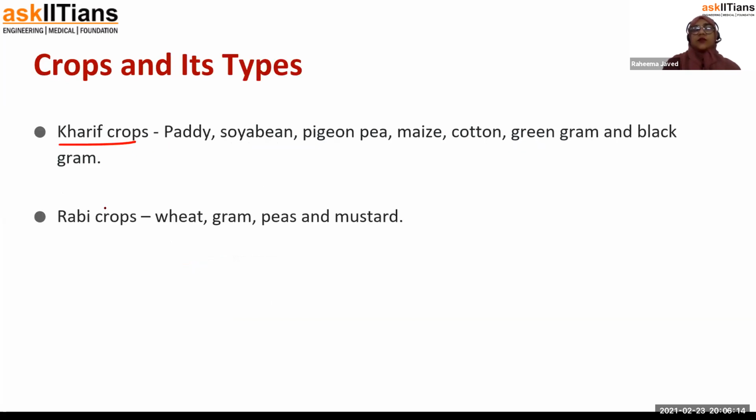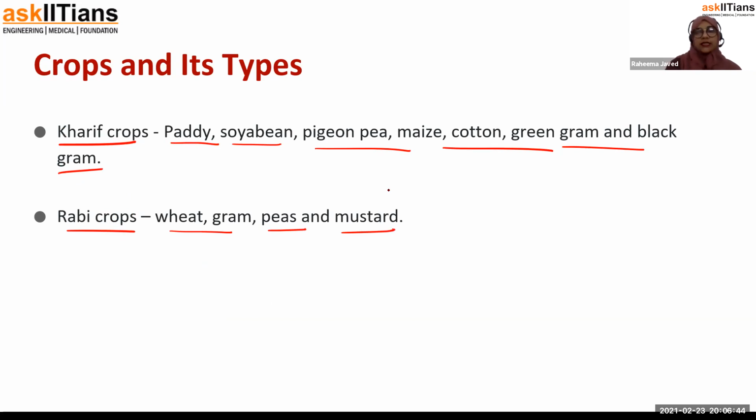There are two types of crops: kharif crops and rabi crops. Kharif crops are grown in winter from June to November, and rabi crops from June to October, sorry, and rabi crops from November to April. So important examples of kharif crops are paddy, soybean, pigeon pea, maize, cotton, green gram, and black gram. And rabi crops are wheat, gram, peas, mustard, etc. Obviously, there are more examples. So these are just the types of crops.